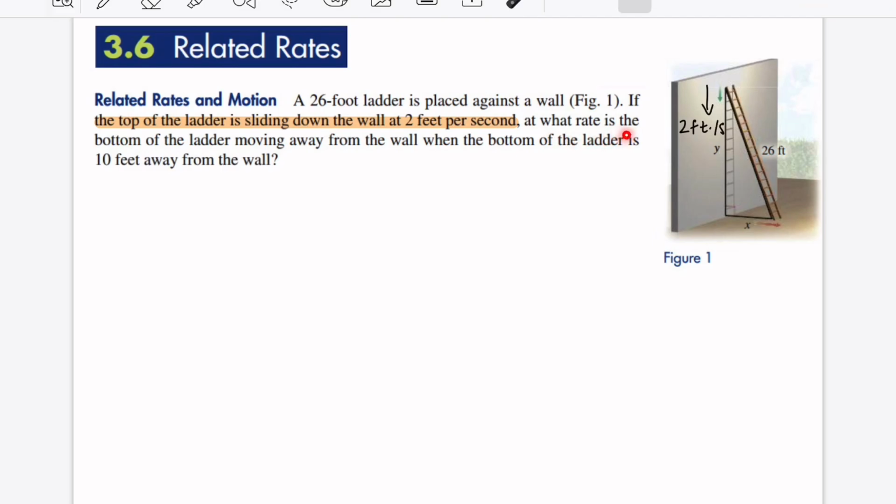Then we're asked to find the rate that the bottom of the ladder is moving away from the wall. Looking at this diagram, the distance between the wall and the bottom of the ladder is x. If the bottom of the ladder is moving away, then this distance is changing, and we want to find the rate that this distance is changing.